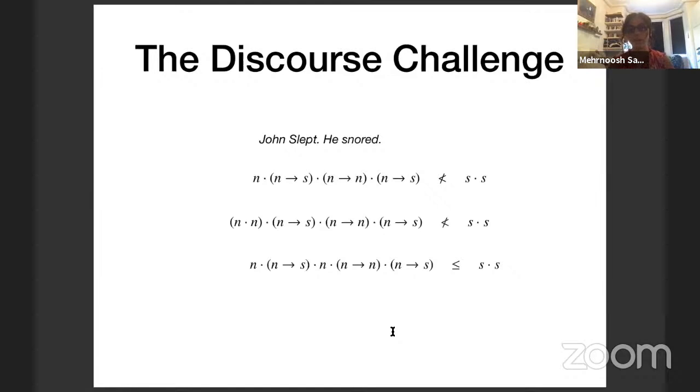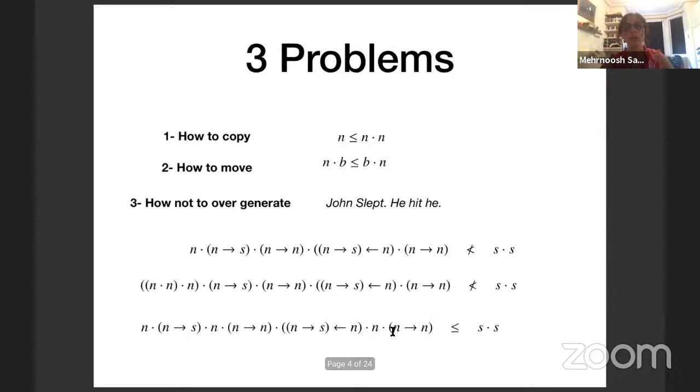The multiplication of these types after copying and moving is less than or equal to S times S, two sentences referring to each other. Nice, but if you want to work in a theoretically firm setting, there are at least three problems. Problem one is that in a residuated monoid, we don't know how to copy. Formally, we don't have that N is less than or equal to N times N. We don't know how to move.